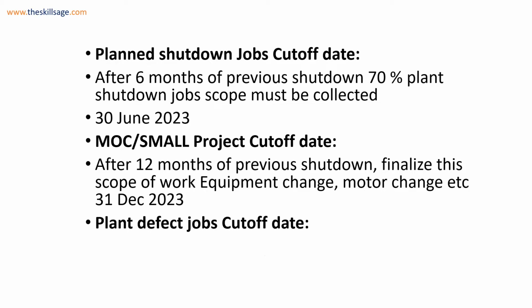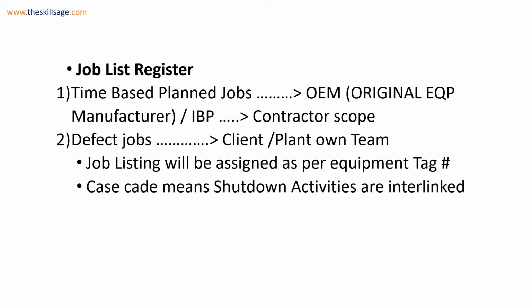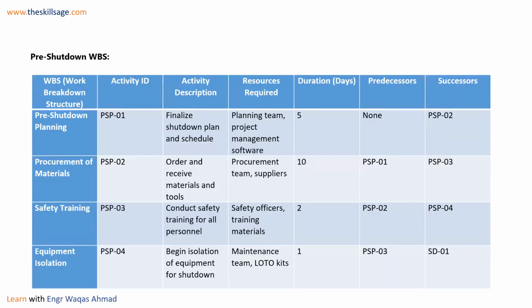The third most important thing, plant defect job cut-off date. और कैस्केड मींस शटडाउन एक्टिविटीज. अब इसमें कैस्केड एक बहुत लफ्ज यूज होगा, इसका मतलब है कि आपने इंडिपेंडेंट नहीं छोड़ना. ईपीसी प्लानिंग के अंदर भी हमने देखा कि एक्टिविटीज को आपस में किस तरह से इंटरलिंक करना होता है. So that's how we are here.